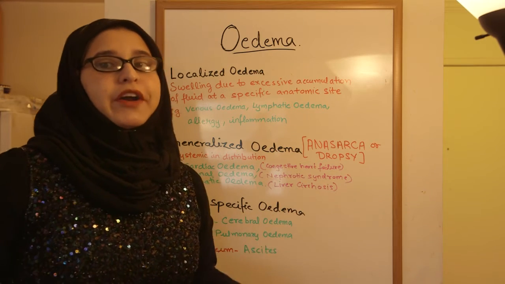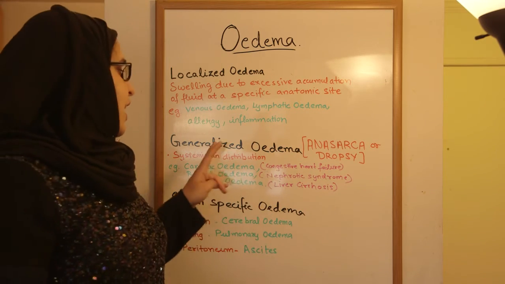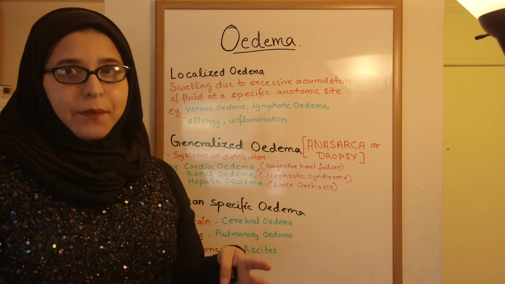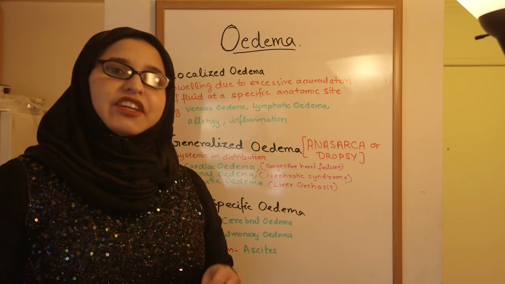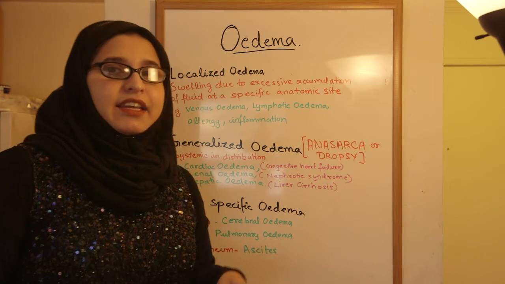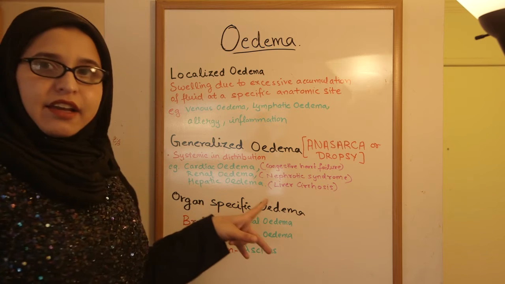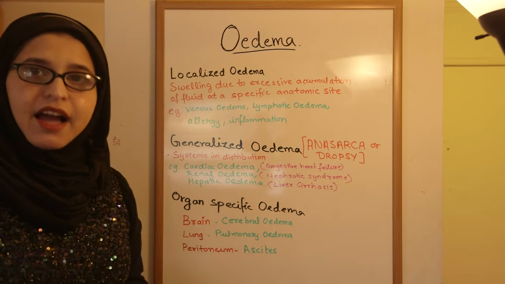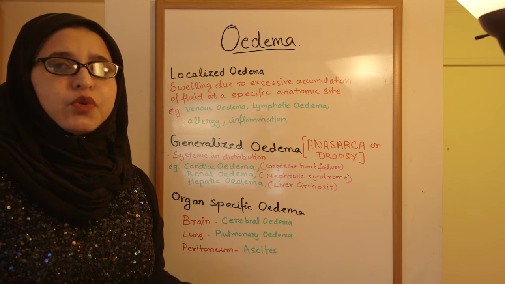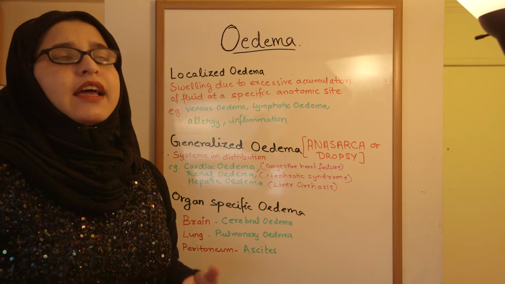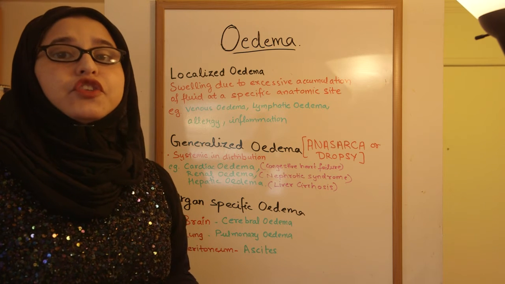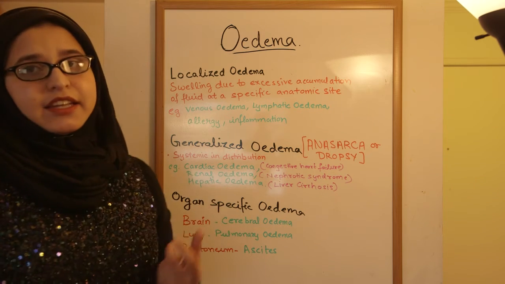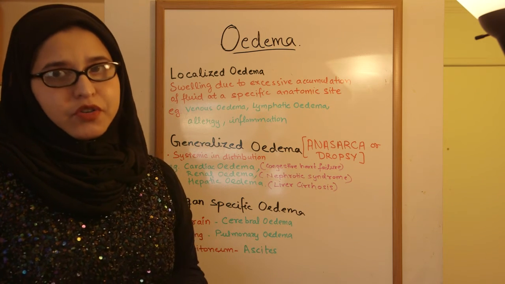Now the generalized edema. Generalized means in the whole body. The generalized edema is also called as anasarca or dropsy. It's systemic in distribution. The generalized edema are cardiac edema, renal edema, or hepatic edema. The cardiac edema may occur due to congestive heart failure, and the renal edema may occur due to nephrotic syndrome, and the hepatic edema may occur due to liver cirrhosis.